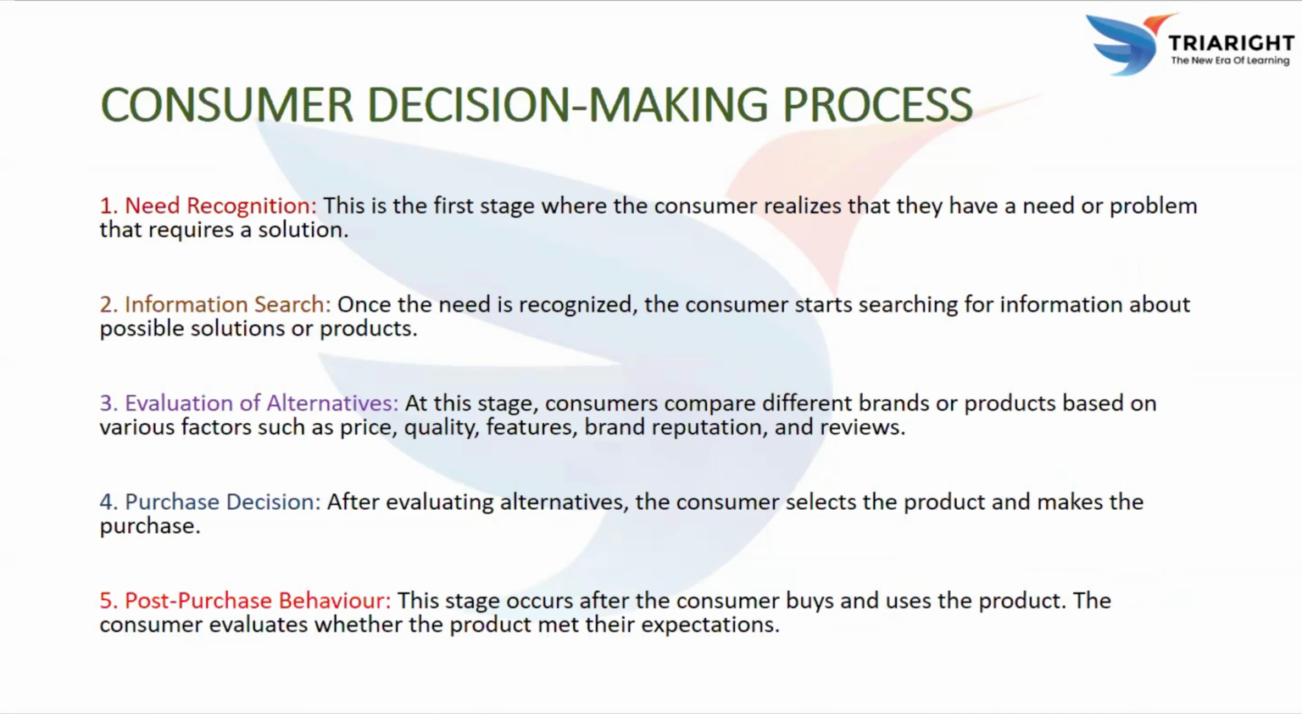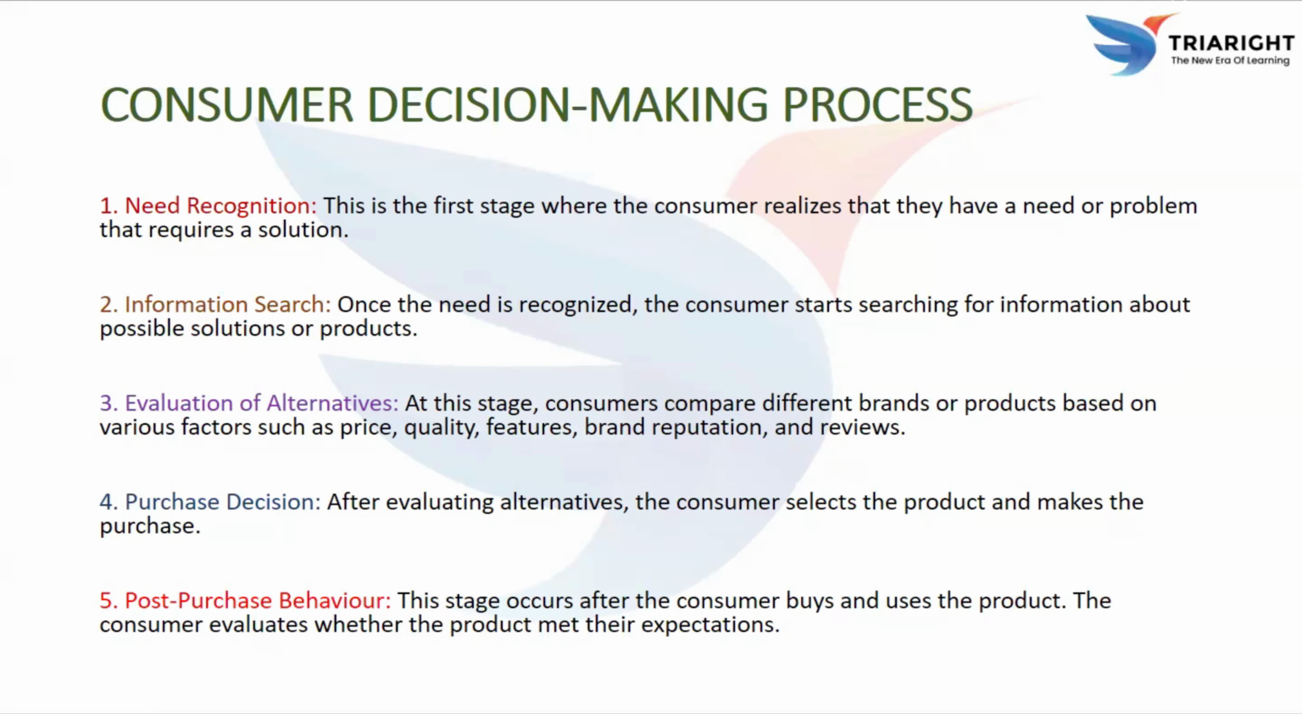Consumer decision making process. Every purchase we make, from buying a pen to purchasing a car, follows a psychological decision making process. This process usually has 5 stages. Need recognition. This is the first stage where the consumer realizes they have a need or a problem. Need recognition occurs when there is a gap between current situation and desired situation. This gap creates a problem that needs a solution.